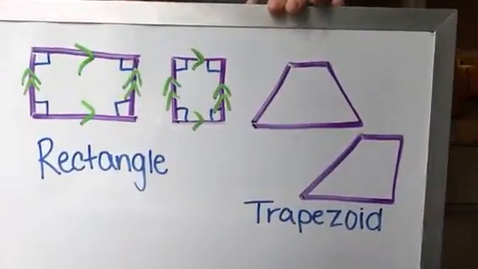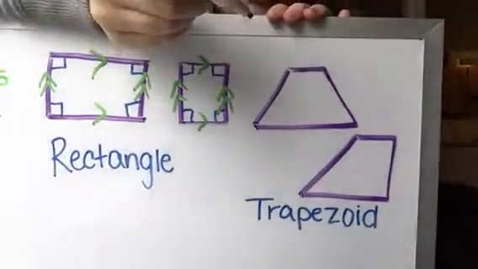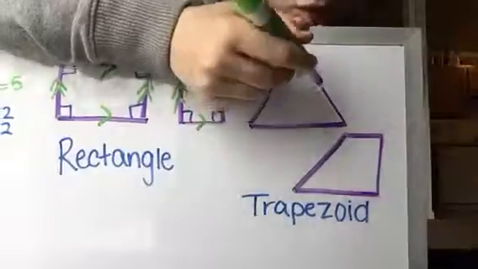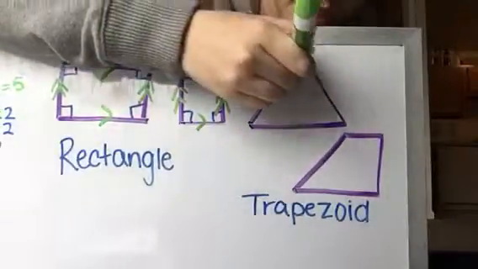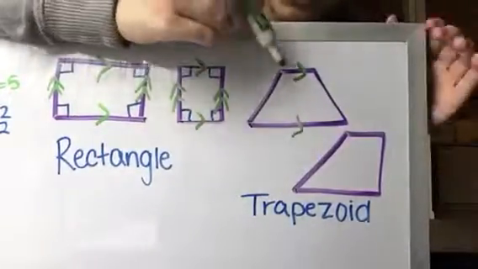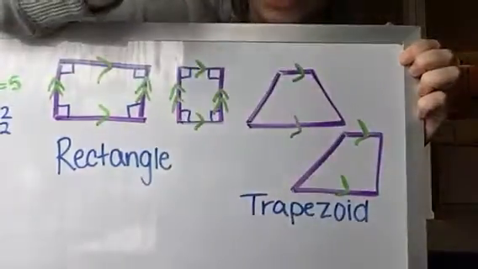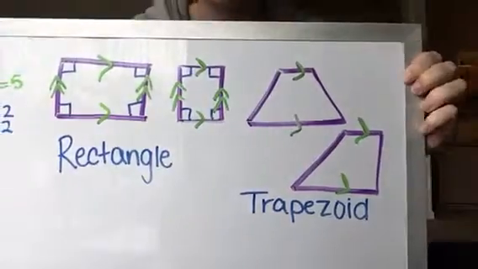Next, we're going to talk about trapezoids. A trapezoid can be drawn either of these ways, and there's probably some other ways you could draw it, as long as it has one set of parallel sides. So you can see this has one set, and this drawing down here also has one set of parallel sides.